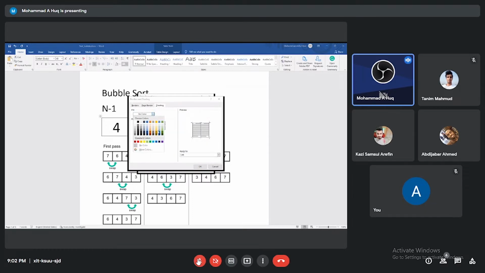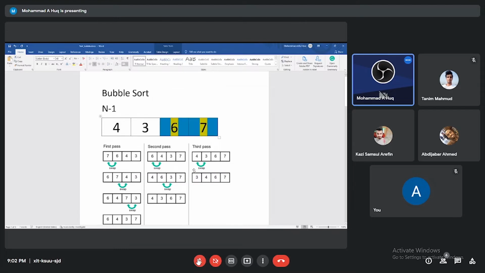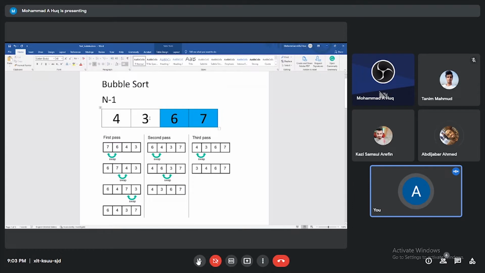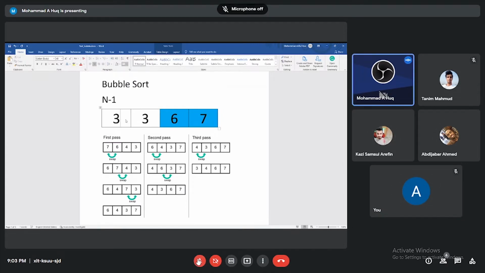Okay, this is sorted. Now 4 and 3, what will happen? How many comparisons do we need? Only one, yes? Only 1, sir. Only one. 3 and 4.